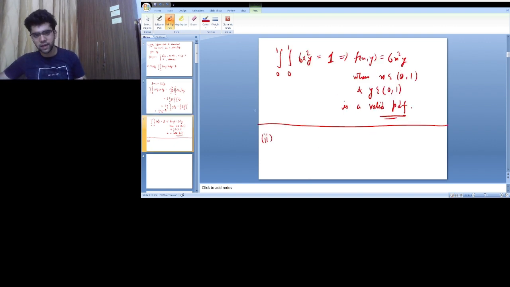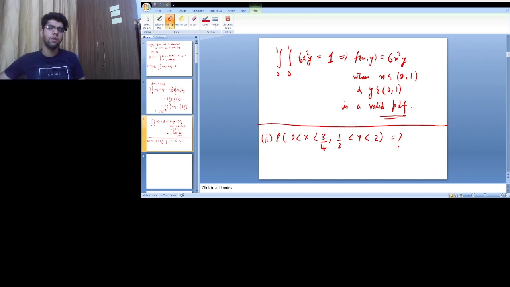Now if I solve the second part, it says the probability of x lying between 0 and 3 by 4, comma, y lying between 1 by 3 and 2. We need to find this probability, right? So we are given the limits where my x lies between 0 to 3 by 4 and my y lies between 1 by 3 to 2, right?